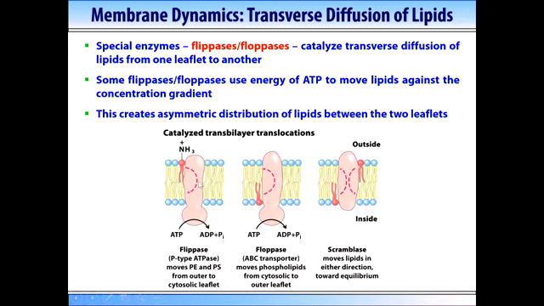And as we will see, the activity of these enzymes creates an asymmetric distribution of lipids between the two leaflets. In other words, the lipid composition of one leaflet, in most cases of biological membranes, does not match the other. The lipids that are present in the outside leaflet are different from the ones in the inside leaflet of the bilayer.